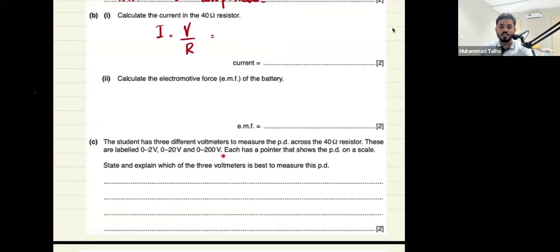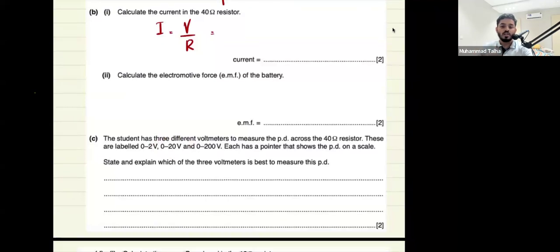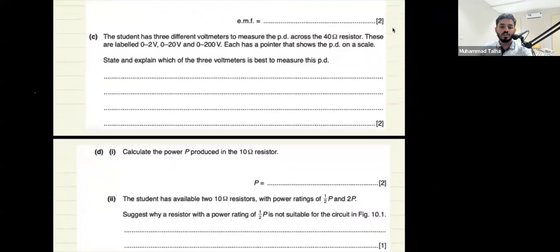0 to 200 would mean that there would be a very, very small deflection for 9.6. And the last one is 0 to 20, which is pretty close to 10, so you would get a really noticeable deflection. So you do 0 to 20 here.